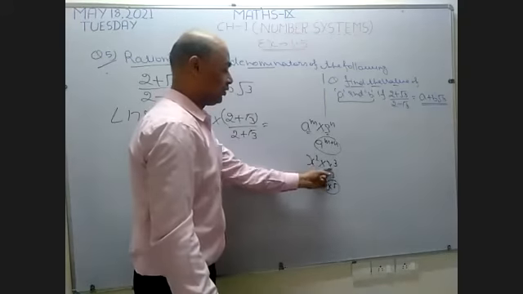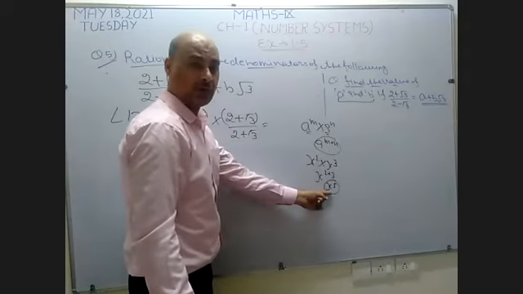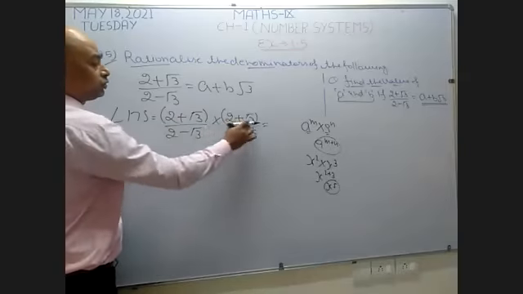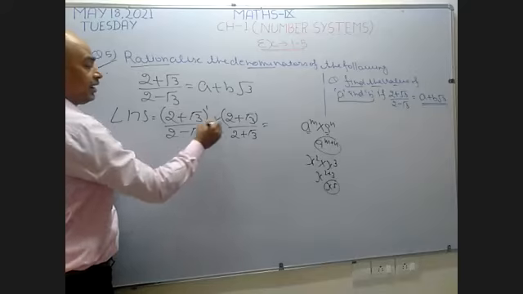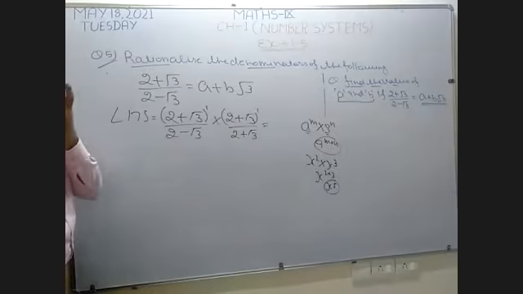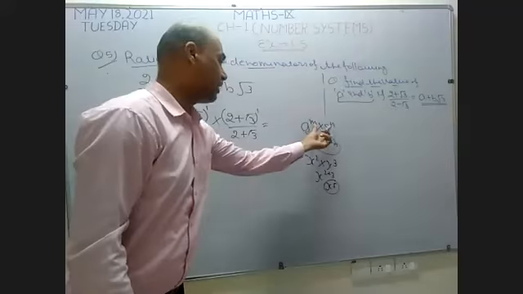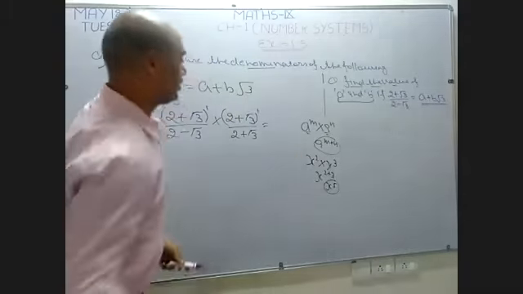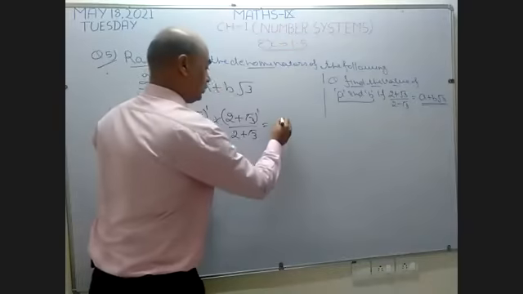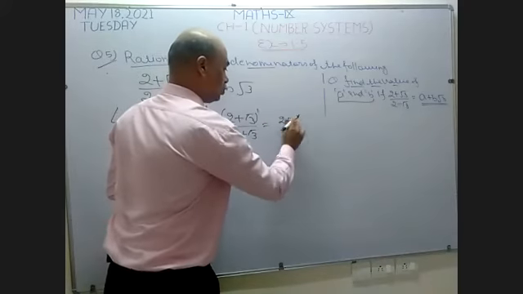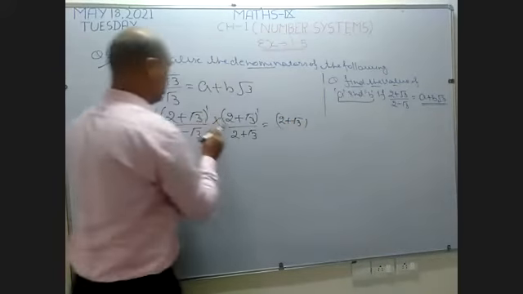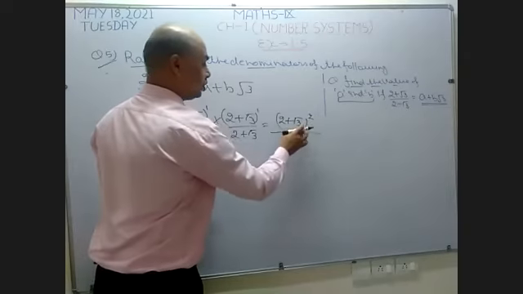So I write x square into x cube as x power 5. Okay. Now see, both have the same base. 2 plus root 3, 2 plus root 3. What is the power of this bracket? 1. What is the power of this bracket? 1. Since base is same, I want to use this formula. When bases are same, their powers are added. What is the base? 2 plus root 3 is the base. So I add the powers: 1 plus 1 becomes 2. So this becomes 2 plus root 3 whole square.